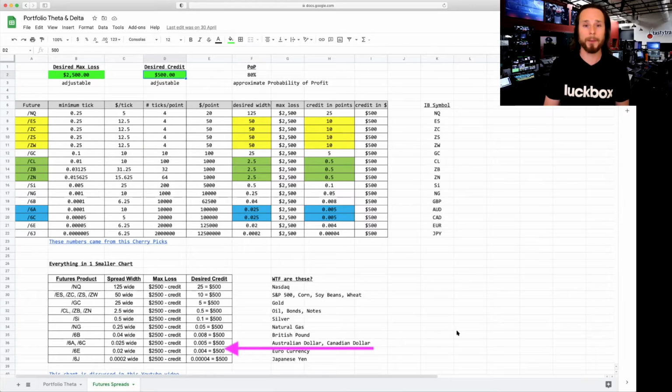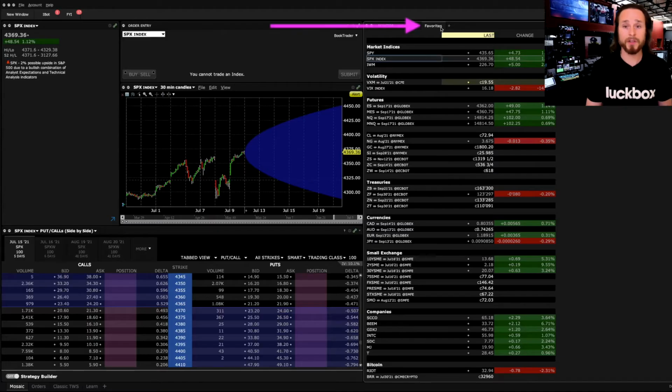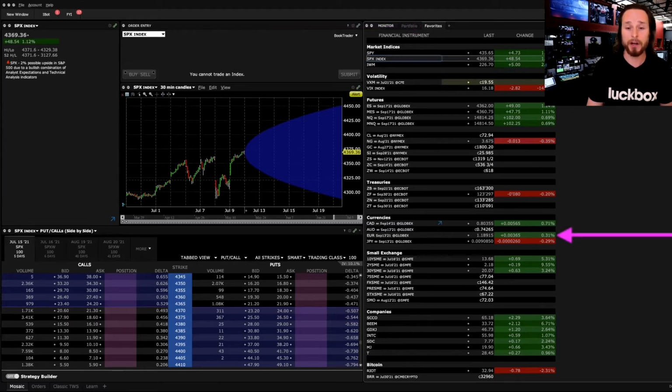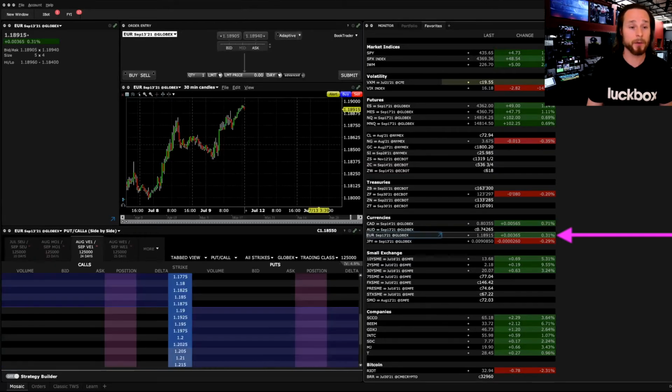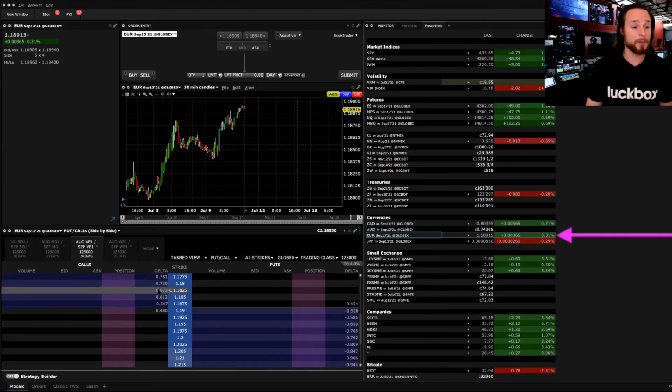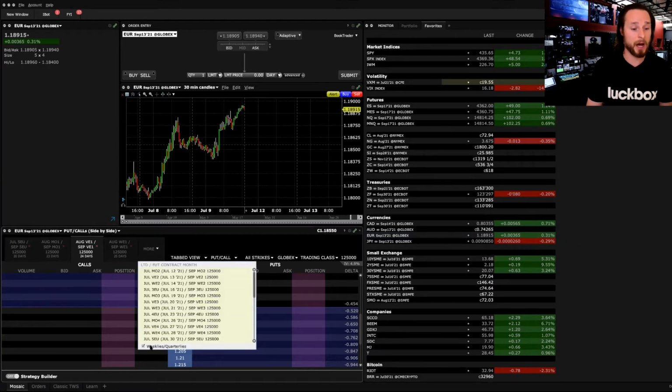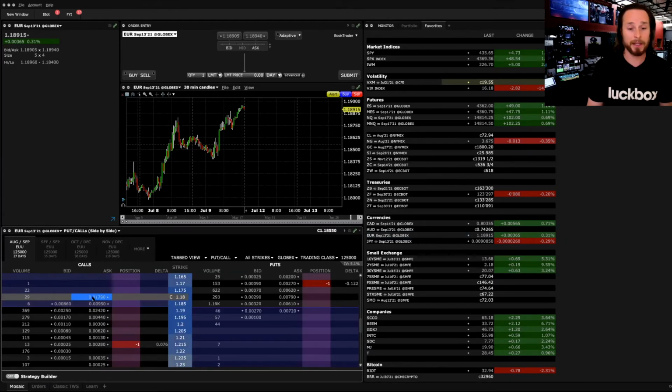So let's pop over into my IB platform. This is my favorite tab in my platform, and I've got a bunch of different products here that I like to follow. In the currency section, I've got Canadian dollar, Aussie dollar, euro, and Japanese yen. I'm leaving out the British pound from that list because I don't really trade it that often. If I click on euro here, it charts the euro futures expiring in September, and it shows me the options chain. I'll just unclick the weeklies and quarterlies because I like to trade just the monthlies.